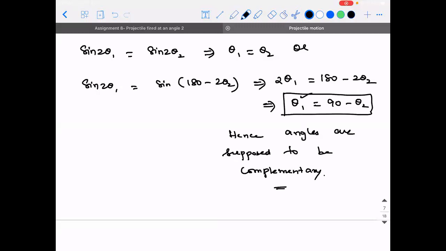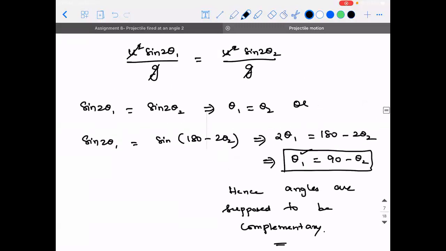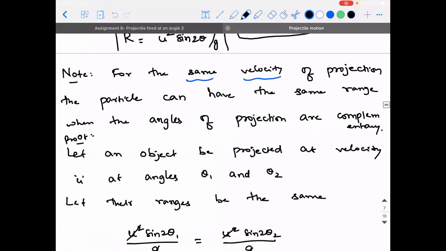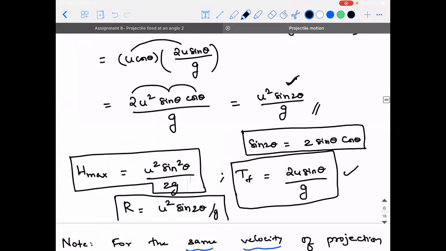Sir, please tell me, I don't understand why we are using 2 theta. Because that is a formula, no? The formula for range is u square sin 2 theta by g. Oh, okay, sir. Okay.